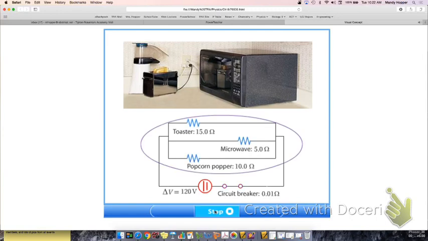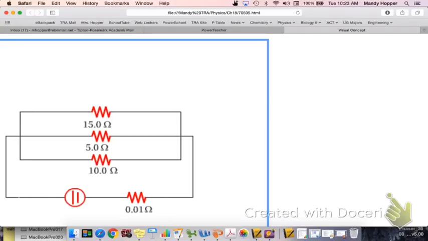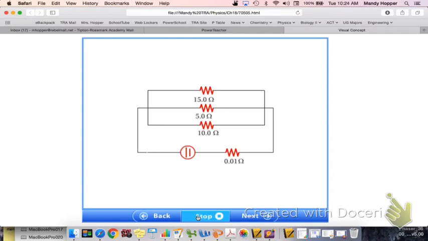Most real circuits contain both series and parallel arrangements. For example, the appliances in a house are connected in parallel, but the circuit breaker that protects them is in series with the parallel combination of appliances. The circuit must be separated into parallel and series elements in order to determine the equivalent resistance.